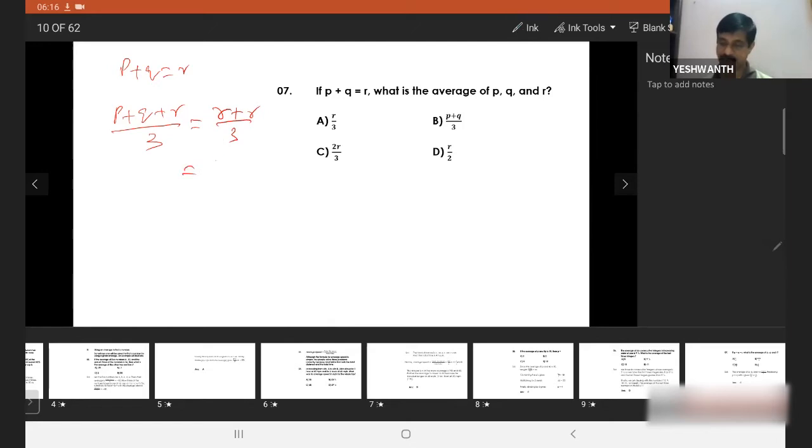That is equal to what? 2R by 3. He did not give any other way to find the value of R. Therefore, the average remains 2R by 3. Okay, option C.